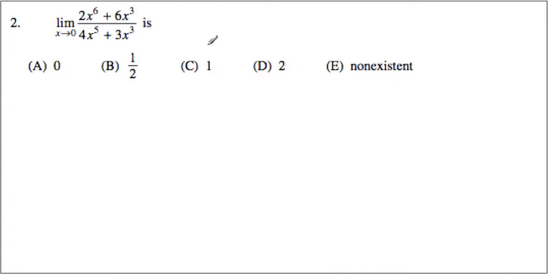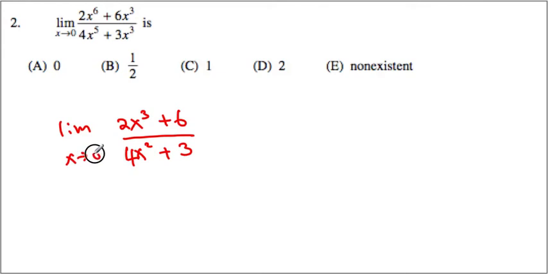Yes, we can in fact divide by x cubed on both sides, then we'll end up getting 2x to the third plus 6 over 4x squared plus 3. As x approaches 0, now if you have to plug in zeros, then we'll end up getting simply 6 over 3, because these two expressions will approach 0. Therefore our answer will be equal to 2, which is choice number D.